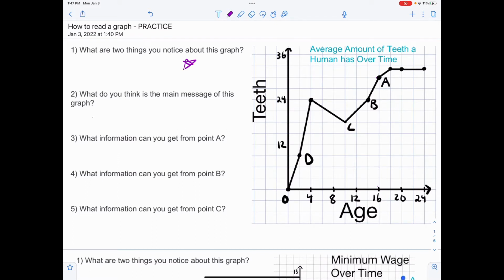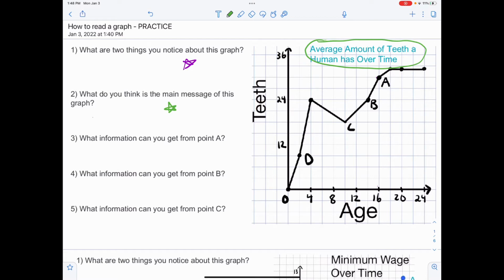For number 2, what is the main message of this graph? The main message, I would say, is this graph tells someone how much teeth the average human has at a certain age. So pretty much just like what the title says, right? So anything around this title would be a good main message for this graph.